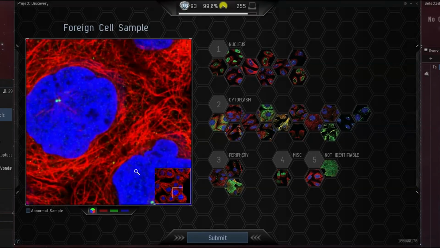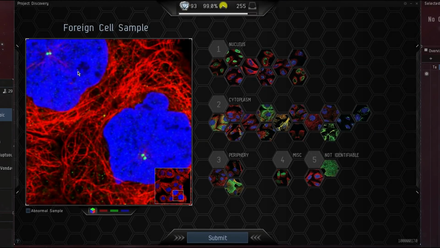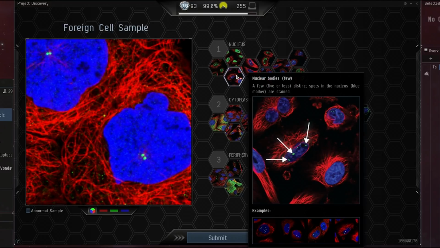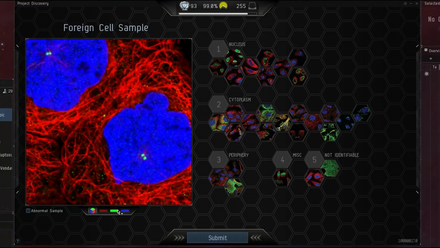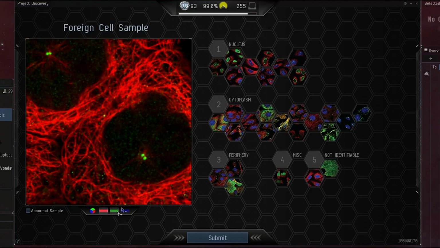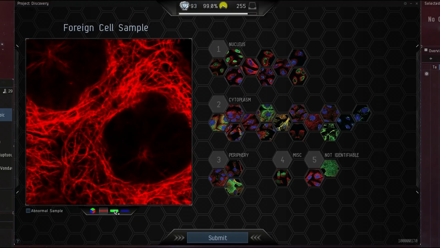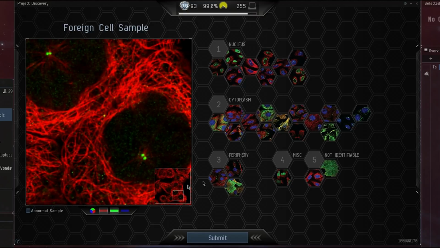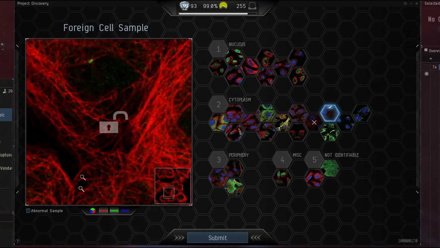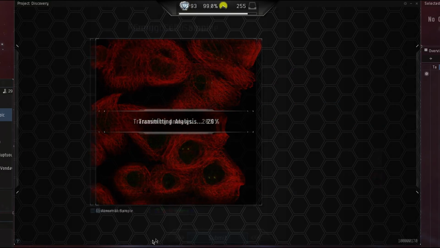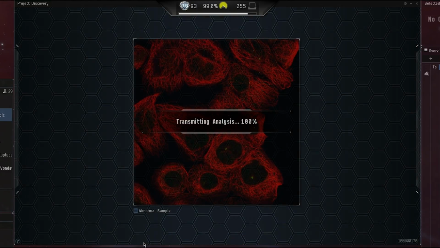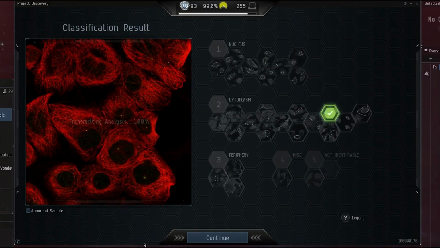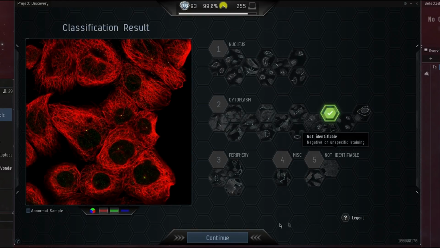In the first example, I'm showcasing centrosomes. As you can see, there's double spots in the nucleus, which would indicate nuclear bodies. But by using the color channels, you can see that there's overlapment of red marker where the double spots reside, and this is the defining factor for centrosomes. So we can confidently select centrosome and submit the image. And as you can see, that was the right answer.